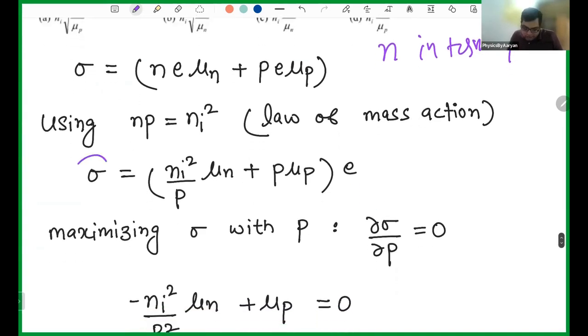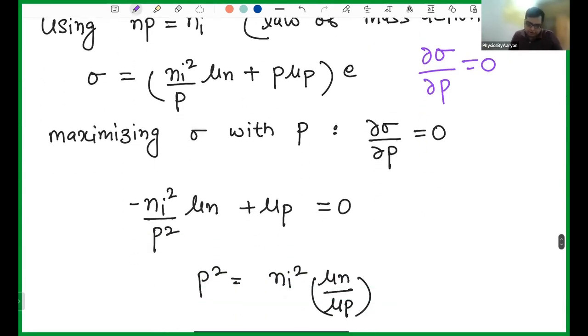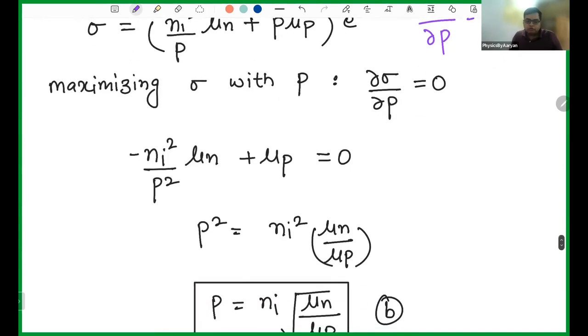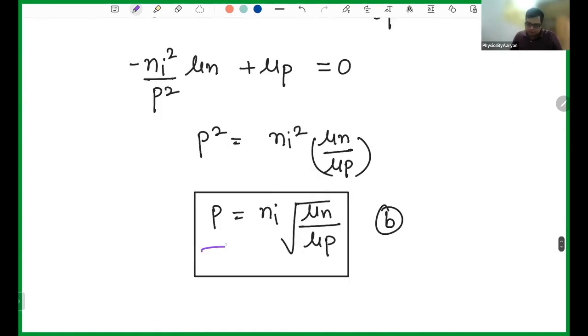So now you want to minimize your sigma with respect to P. Whenever you have to find the minima, what do you do? You do d sigma by d P as 0. This is what we do to find maxima or minima. If I do this, I will differentiate this, and I will get minus Ni square by P square nu N, and its differentiation will be just simply nu P. So from there, you can easily see my P square will come out to be Ni square into nu N by nu P, or my P will come out to be Ni by Ni into under root of nu N by nu P. Is it clear to all?